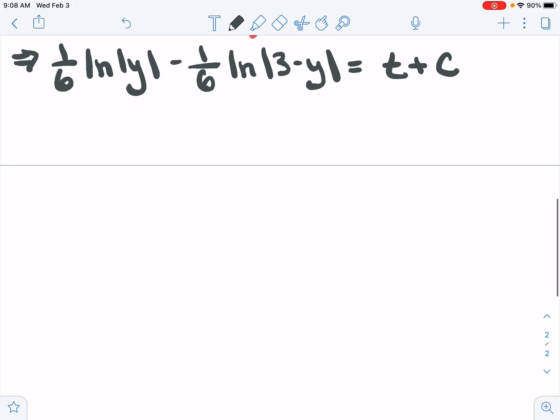So this is an implicit solution, which is good for some cases, but we're going to be asked to actually solve for y, because in chapter 3 with this type of problem, we're going to care about y. It's going to represent a population, and so we want to know y as a function of t. So in order to do that, we're going to have to use some log rules. Let's do this first, though. Let's factor out the 1/6.